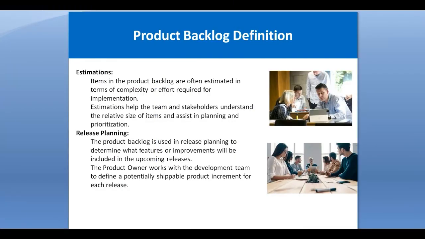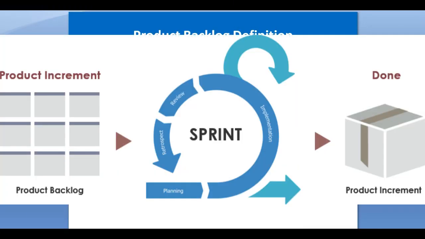Then release planning. Release planning means the product backlog is used to determine what features or improvements will be included in the upcoming releases. Releases means that once things are completed, for example development, testing and deployment, you are releasing the working software to the customer. So the product owner works with the development team to define a potentially shippable product increment for each release.